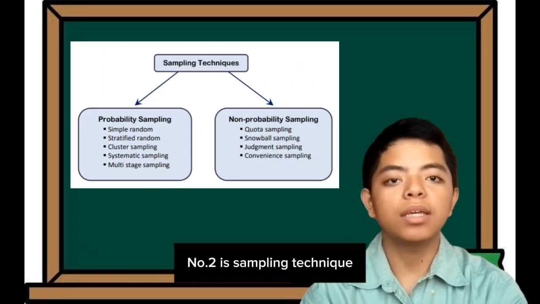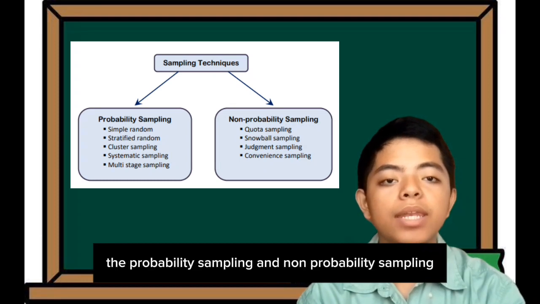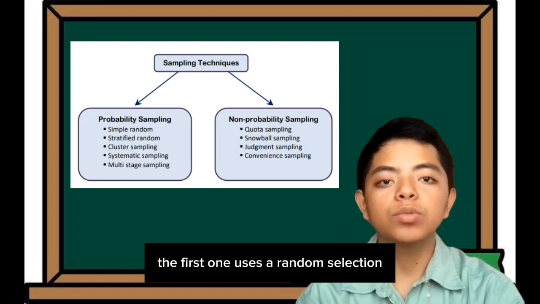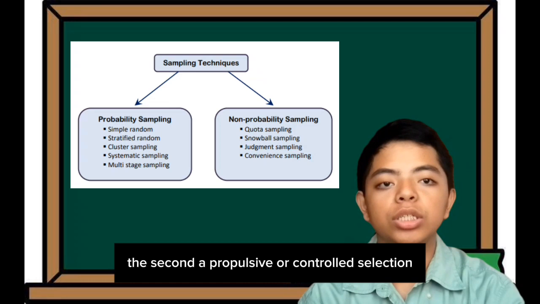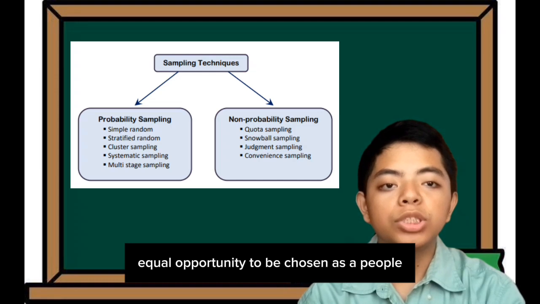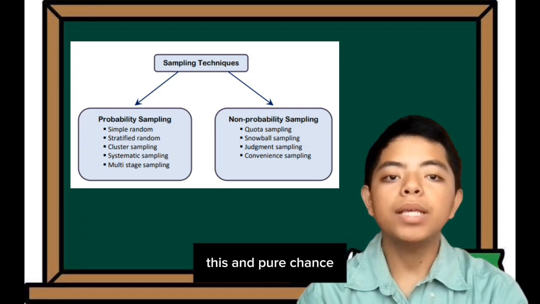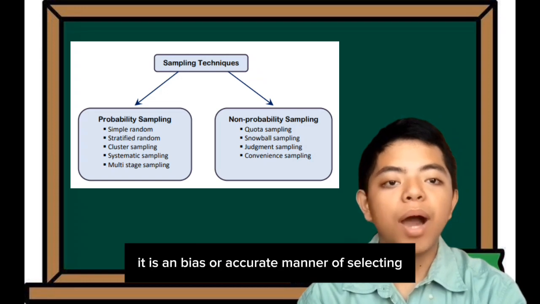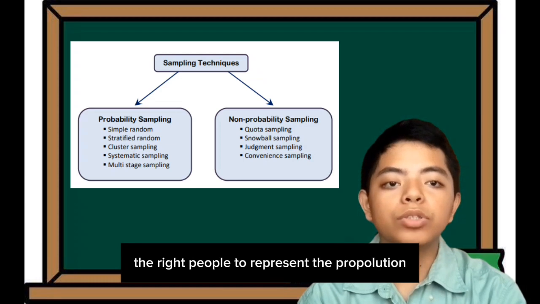Number 2 is sampling technique. Sampling techniques fall under two categories, the probability sampling and non-probability sampling. The first one uses a random selection. The second, a purposive or controlled selection. Probability sampling, which gives all population members equal opportunity to be chosen as people to constitute the sample, is a precise way of sampling. Based on pure chance, it is an unbiased or accurate manner of selecting the right people to represent the population.